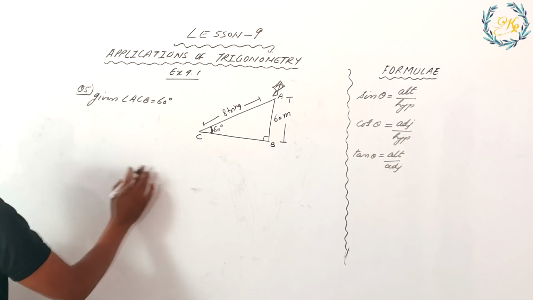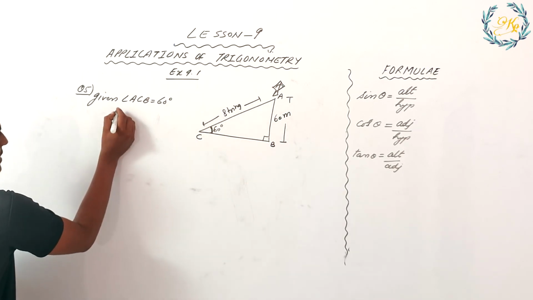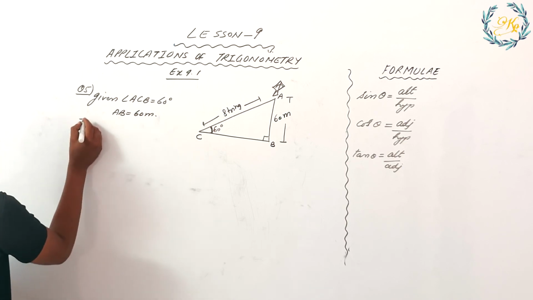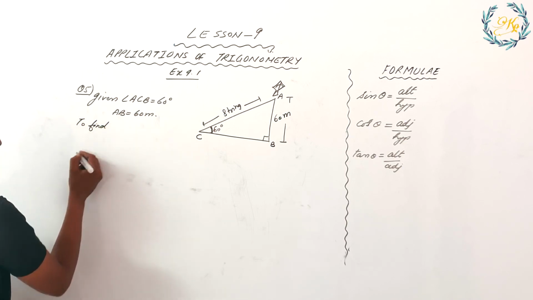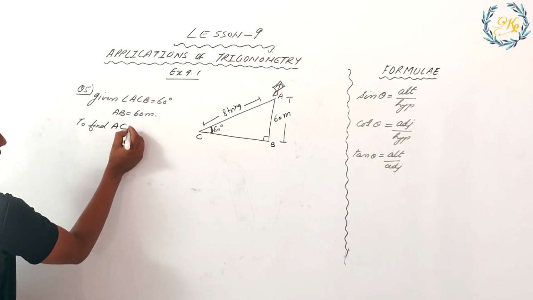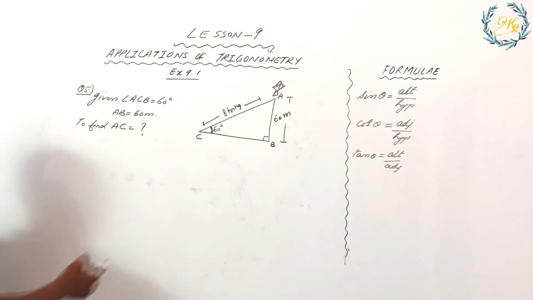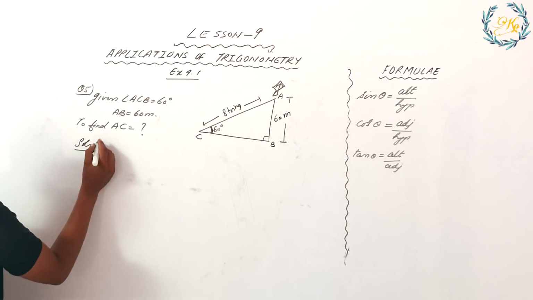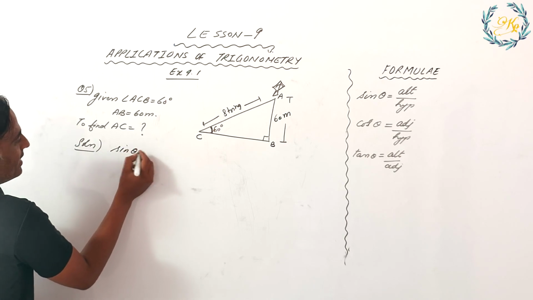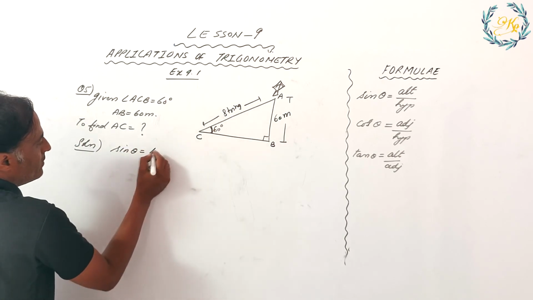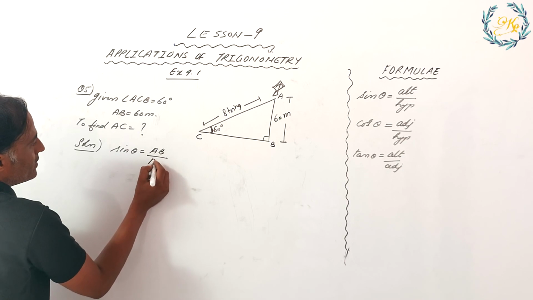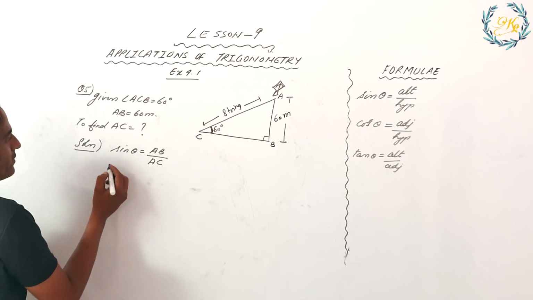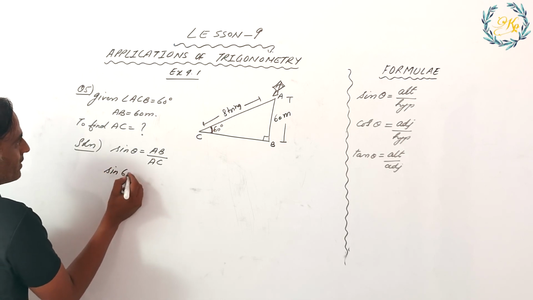The height of the kite from the ground, that is measurement AB, is given as 60 meters. What are we supposed to find? We'll write to find the length of the string, that is AC. Now utilizing the first trigonometric ratio, we'll start the solution of this sum. We'll have sin theta is equal to, what is the measure of altitude? AB upon hypotenuse AC.